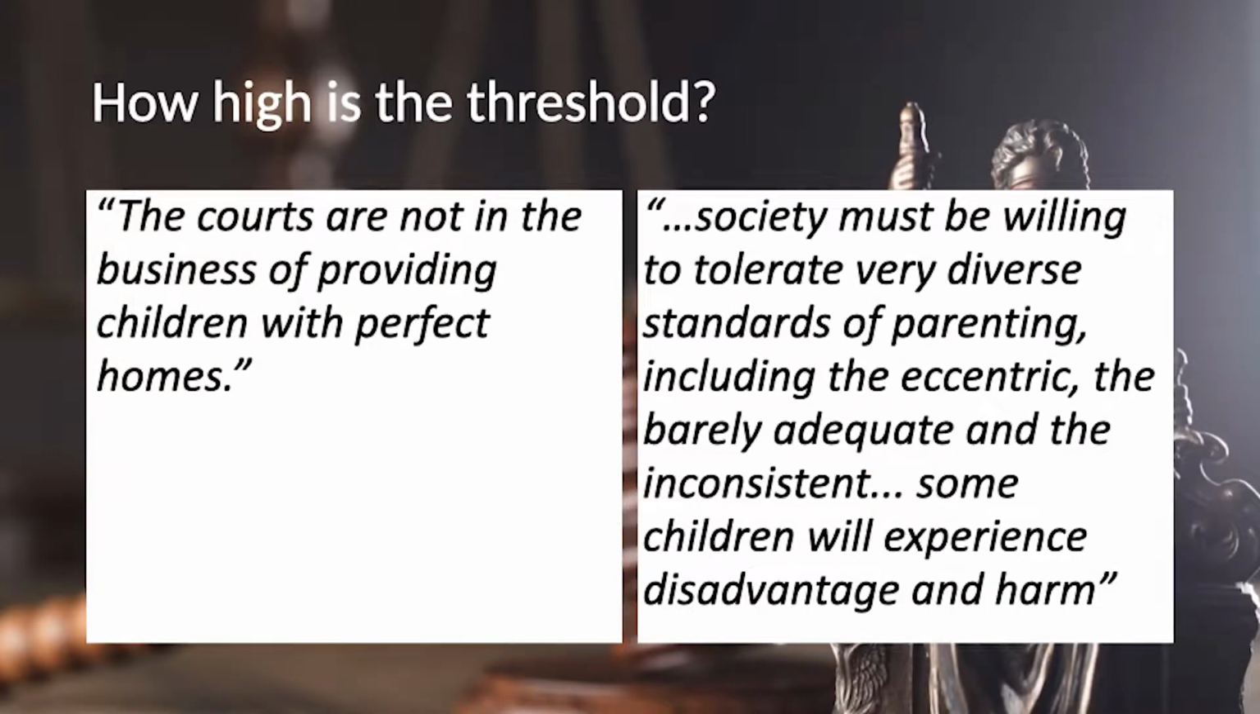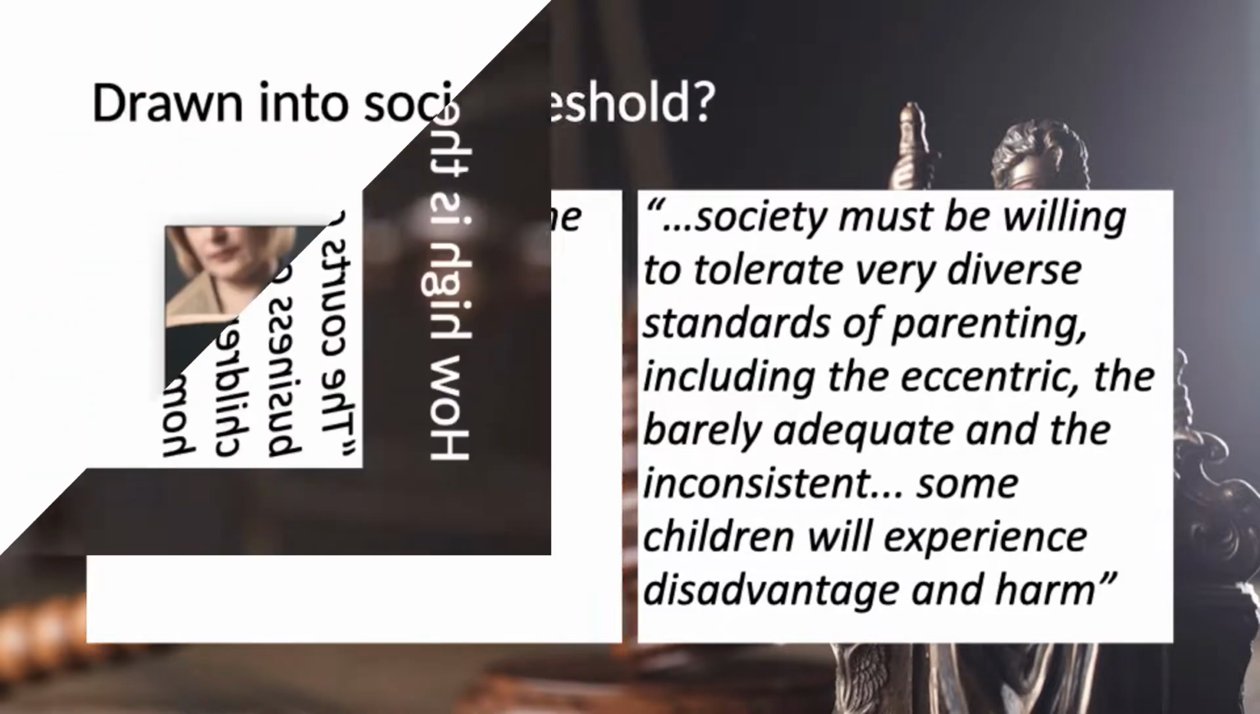If you consider these two quotes, the courts are not in the business of providing children with perfect homes. And secondly, society must be willing to tolerate very diverse standards of parenting, including the eccentric, the barely adequate, and the inconsistent. Some children will experience disadvantage and harm. So even if children suffer harm, the courts should not always intervene.